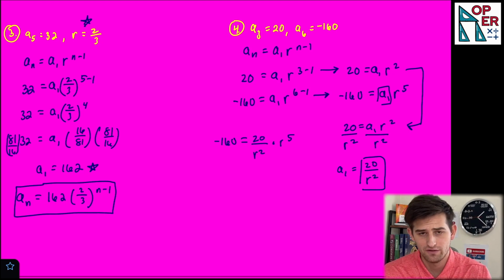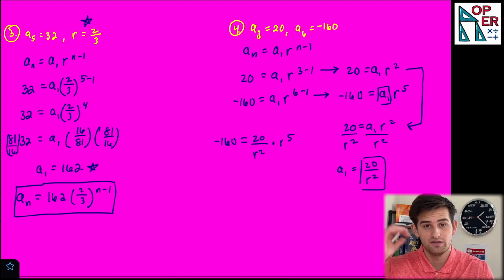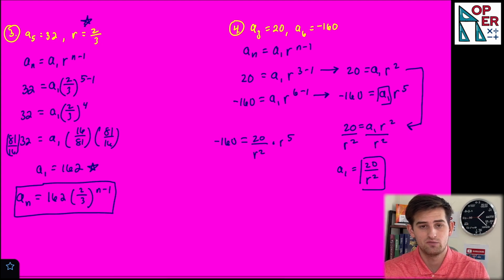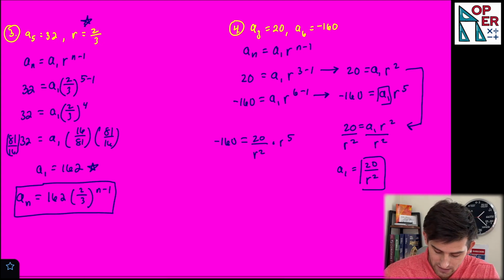Okay, so now we have r to the fifth and r squared. Those are common bases. They are like bases, and we have exponents, right? So we can use an exponent rule there. So this would be like 20r to the fifth divided by r squared. So we could subtract 5 and 2. And this is going to end up giving us negative 160 is equal to 20r cubed.